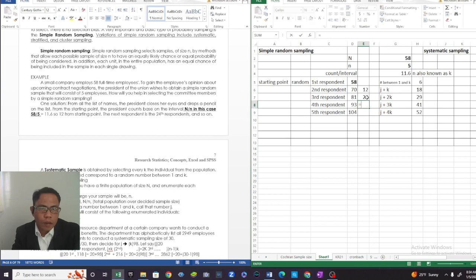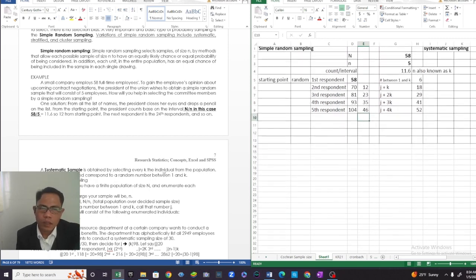So it's tasking, and so these are your respondents. Respondents number 58, 12, 23, 35, and 46. So that's how you select your samples, not just randomly.